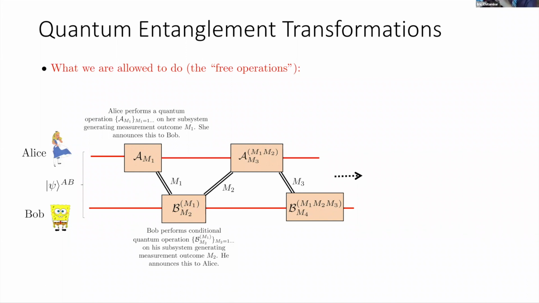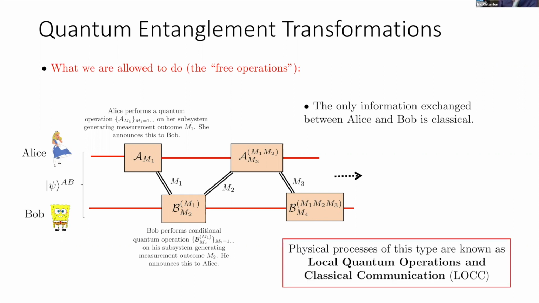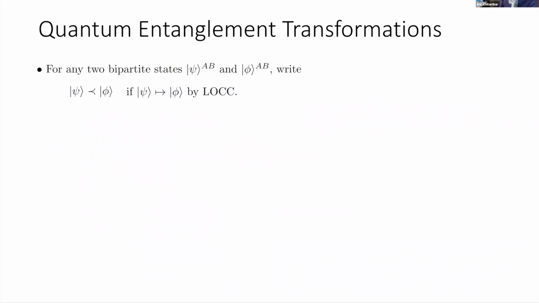And you can build up then actually a very complicated set of quantum operations by this back and forth classical communication. And any process that can be done in this way is known as LOCC, or local quantum operations and classical communication. All right, and these are the restrictions that we want to look at. So I've given physical motivation, and now let's impose this physical motivation onto the mathematical problem.